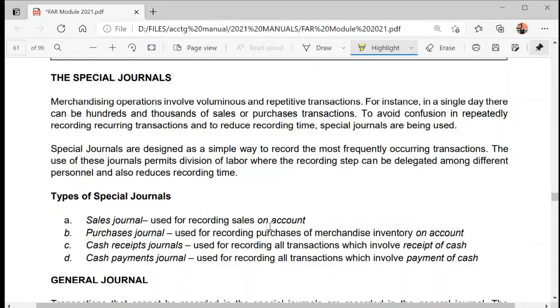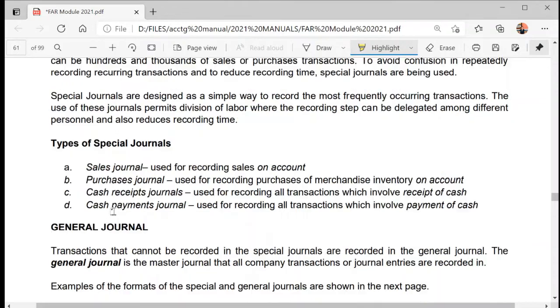There are 4 types of special journals. We have the sales journal, the purchases journal, cash receipts, and the cash payments journal. The sales journal is used to record sales on account. So remember, this would be on account.